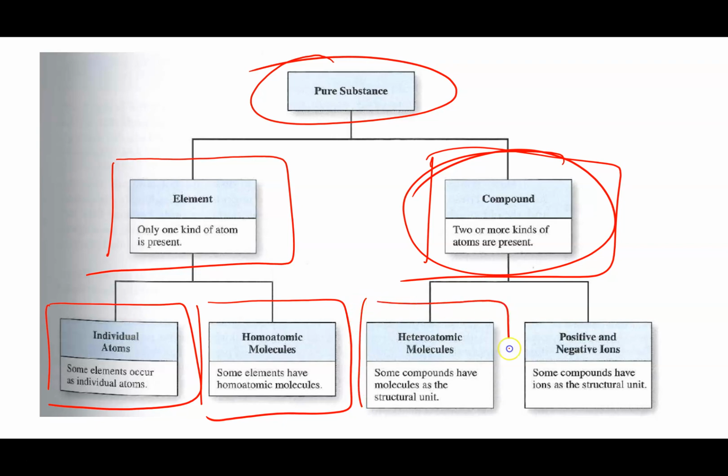Now, when we look at the compounds, we know that there are 2 different types of compounds. There are those compounds which are comprised of heteroatomic molecules, where the compound is made of atoms that are chemically bound to one another and act as a discrete little bundle of atoms. Maybe you just have 2, 3, 4 atoms in this bundle. There is another class of compounds which we didn't talk about in great depth, but they don't have discrete molecules as their building block. Rather, they are an extended array of positive and negatively charged particles that we call ions.